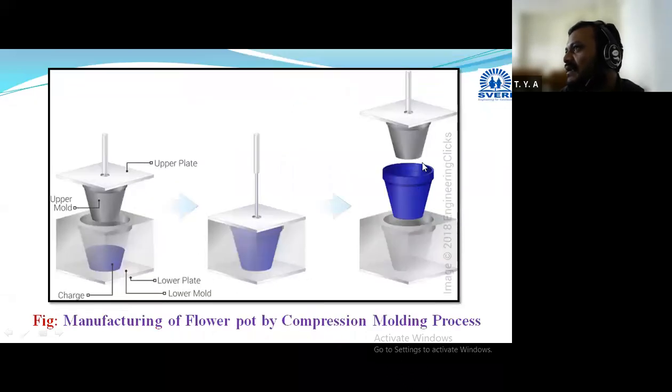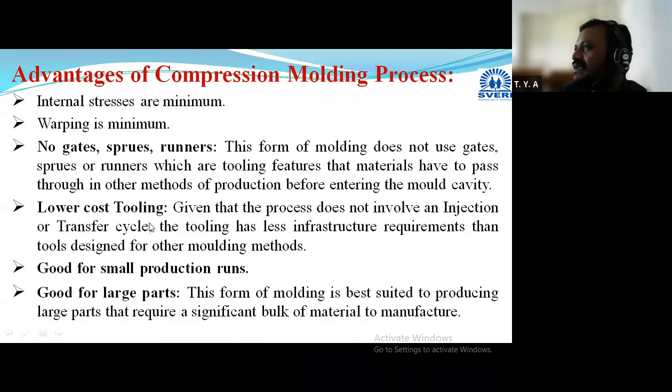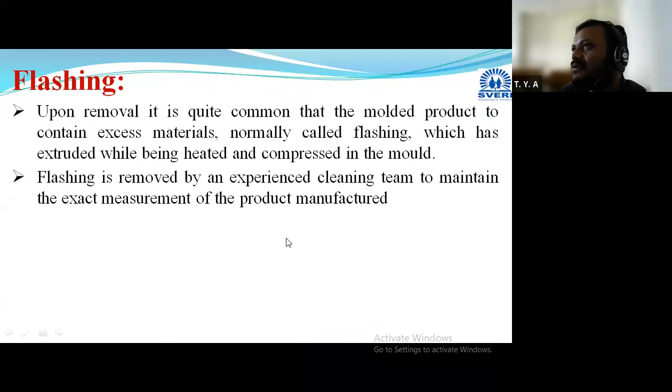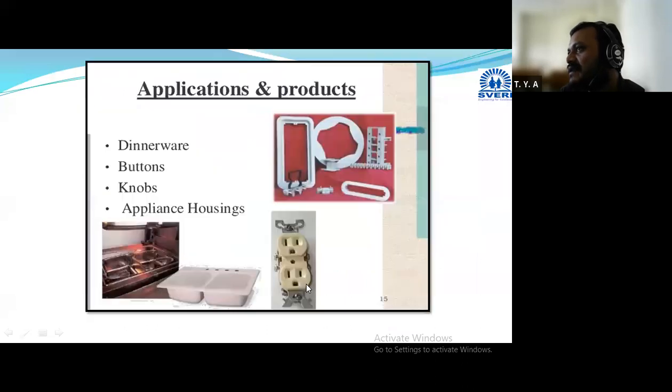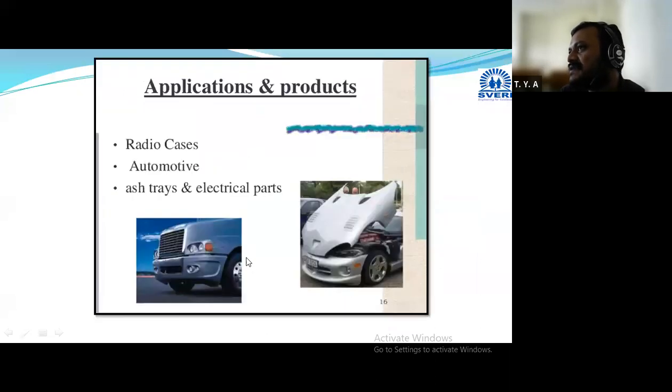Again, one example I explained is how the flower pot is manufactured. Bakelite material is used for this. Then there are some advantages and disadvantages; you can go through them. Then these are the applications of the compression molding process. Some products are your energy meter casing, mirror body, airbrush handles, buttons, plastic trays, dishes, dinnerware. Different applications are there.